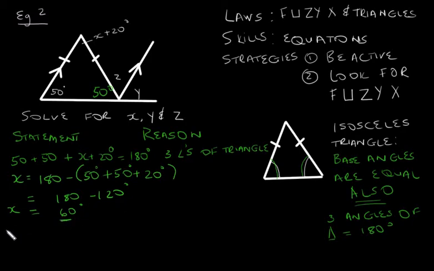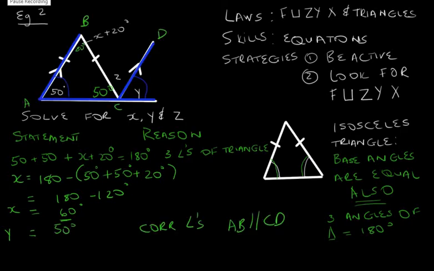Now let's solve for y. Angle y will be equal to 50 degrees. Why? It's corresponding, angle y is corresponding to this angle here. And both angles are below the line. It means that this angle will be equal to that angle. And then of course AB is parallel to CD.